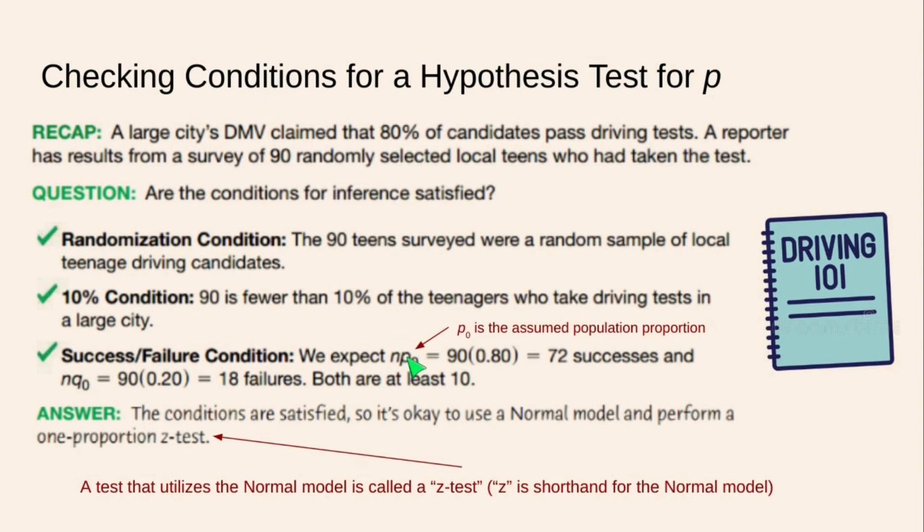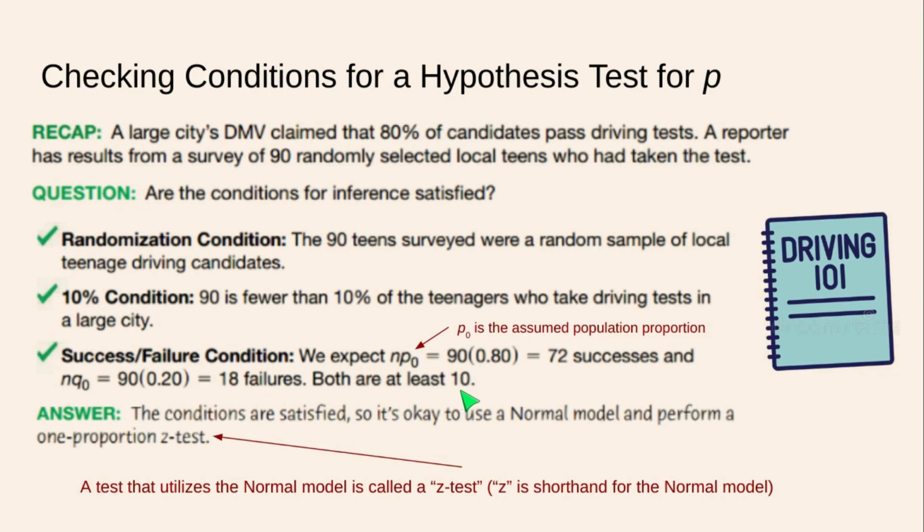So n times p sub 0 is n times the assumed population proportion. It's what we say p is equal to in the null hypothesis. So p is equal to this p sub 0 fella, all right? That sub 0 refers to the null hypothesis, okay? So n times p sub 0, n is obviously 90, and the assumed population proportion is 80%. So we put the 80% there, so we say 90 times 80% is 72. 72 successes, n times q is 90 times 0.2, that's the complement of 0.8, that would be 18 failures.